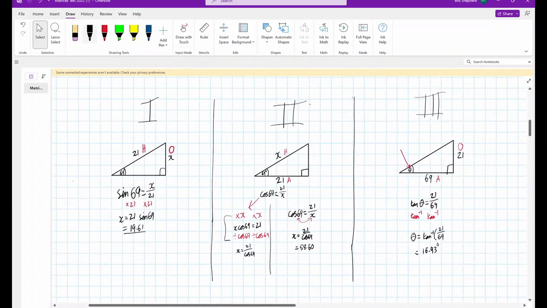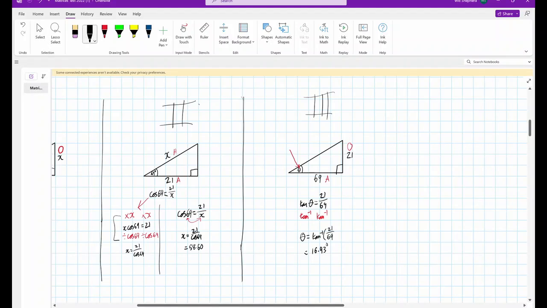And so just to reiterate, type 1, the unknown's on the top, so we simply times by the denominator. Type 2, the unknown is on the bottom, so we do the old switcheroo. Type 3, solving for the angle, we use an inverse trig function to get our angle there. So hopefully this helps, and this is the end of the video. Bye.